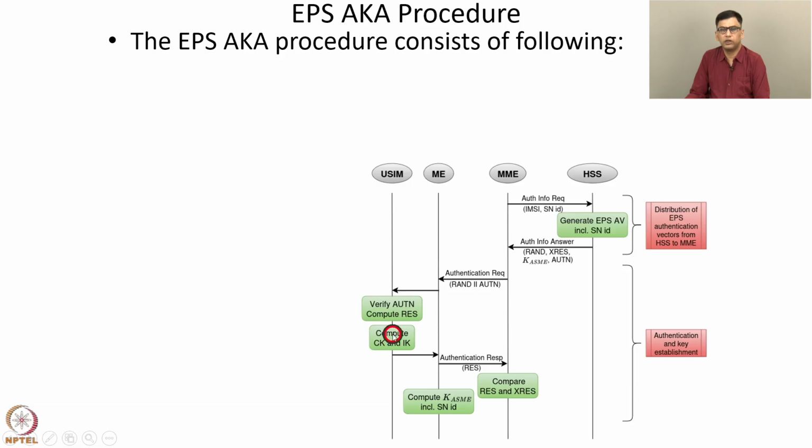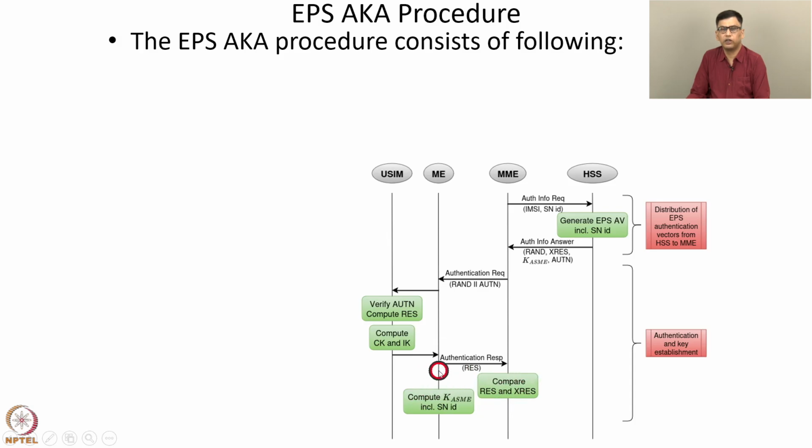So, these ciphering key and integrity key are then sent to the mobile equipment or the cell phone, and from this the cell phone computes KASME, which is the root key used for generating the keys that will be used for encryption and message integrity. KASME has also been conveyed to the MME in this step from the HSS. So, at this point, ME and the MME both have the KASME. They have agreed upon the KASME.